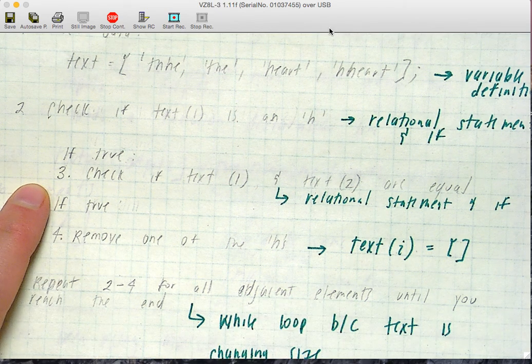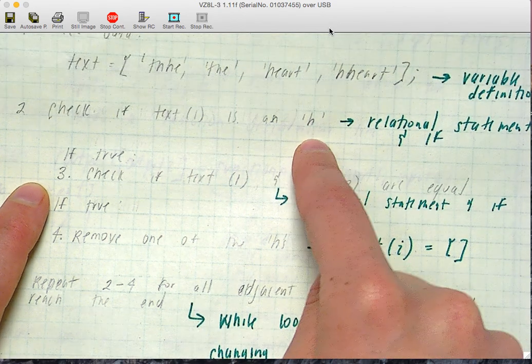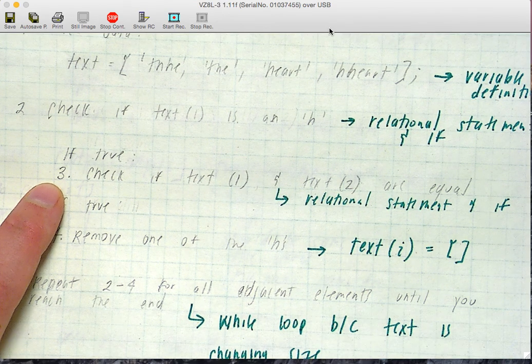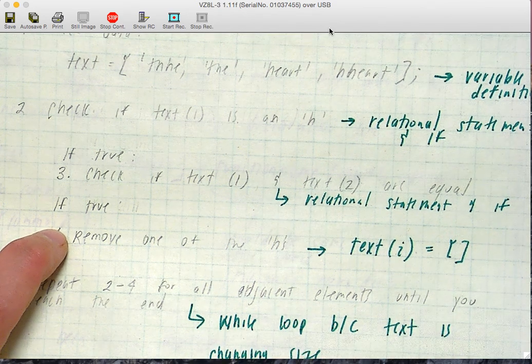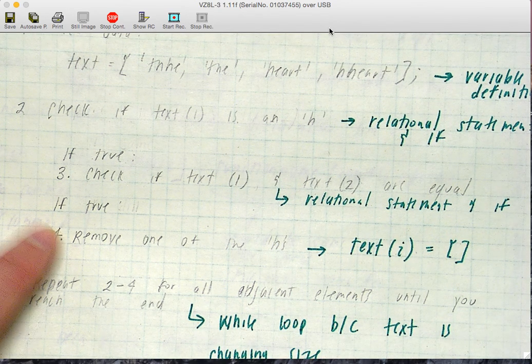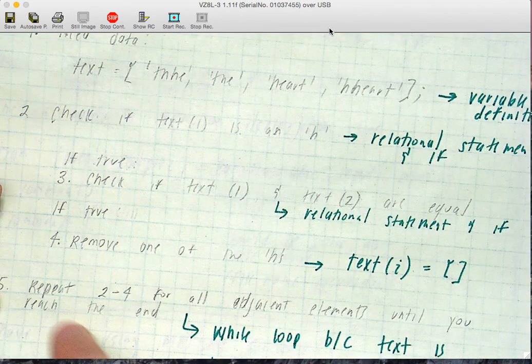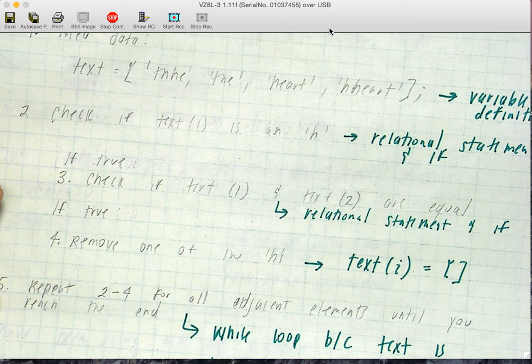Let's say you were just thinking about the first element. So you started with element 1. If it's an H, then you want to go through and check, well, is there another H next to it? So does text 2 also an H? And if it is, then you would want to remove one of those H's. And you would do that for the first one, and then you would go through and repeat that process for the next one, and then the next one, and the next one.